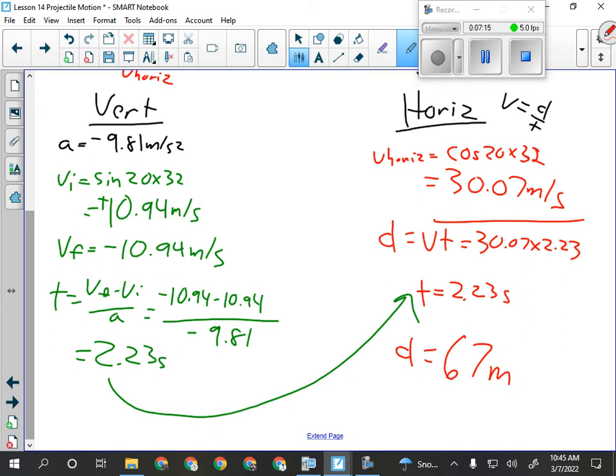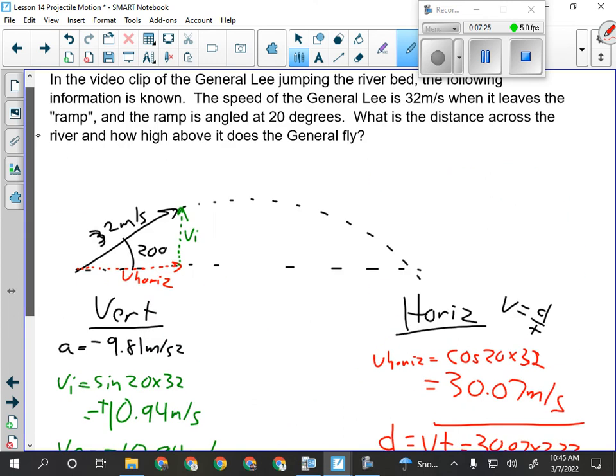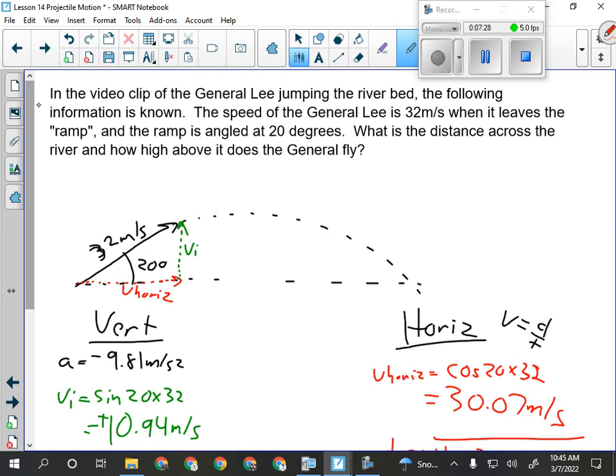The height it reaches. This isn't just the horizontal part. Yeah, it travels 67 meters through the air, but it comes crashing down because of gravity. So what we want to figure out as well, and what the question asks, is how high above it does the General Lee fly? So what it's asking us for is what is our maximum vertical displacement?